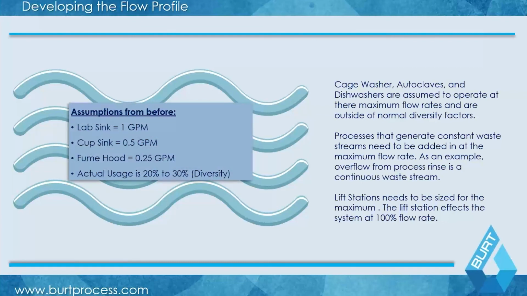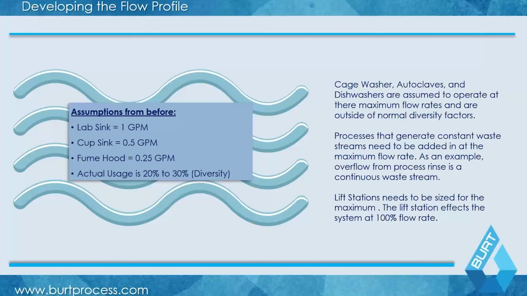So how do you develop a flow profile? For developing a flow profile for a pH system, if you're talking about things like lab sinks or cup sinks, fume hoods, you can generally assign some value to those, a gallon per minute, half gallon a minute, etc. And then you treat other processes, cage washers, kettles, CIP dumps. Those all need to be taken into account for what their actual discharge flow rates are.